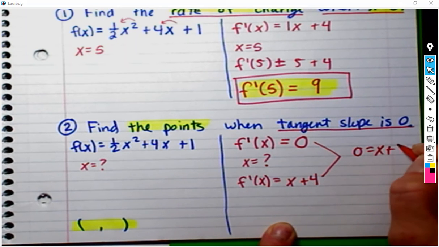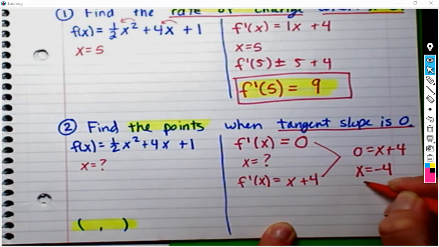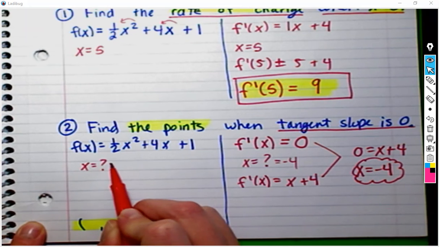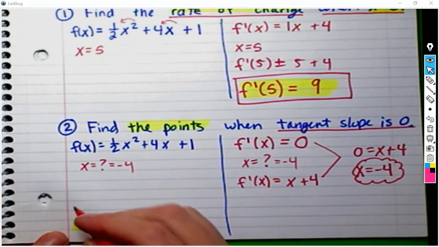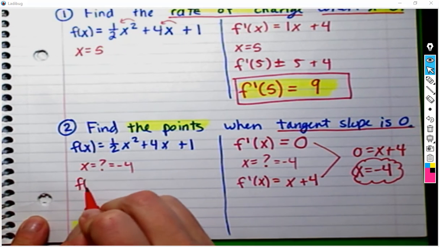0 equals x plus 4. Okay, well, that was pretty simple. Look at this. The x, actually, that's the connection. X is the same in both columns. So if I have an x coordinate in column 1, I can find the y coordinate by plugging it in.